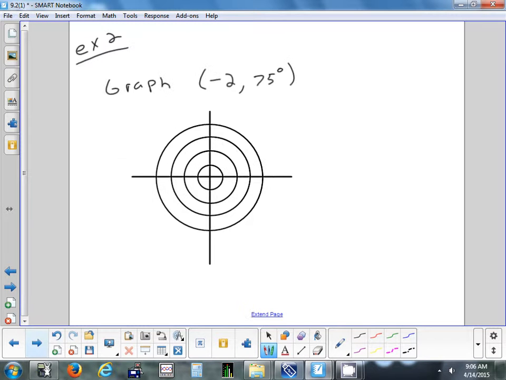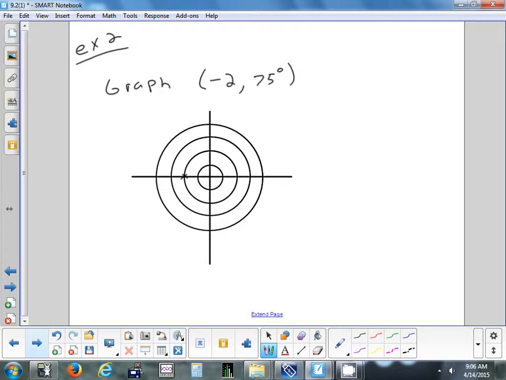Let's try another one. Okay. Negative 2, 75 degrees. All right, so Carly, which way am I going to move this time? To the left. We're going to go to the left. How many rings from the origin? 2. Yeah, I'm going to go left 2. So we're going to start from right here.